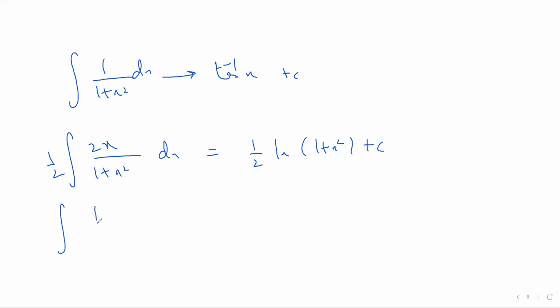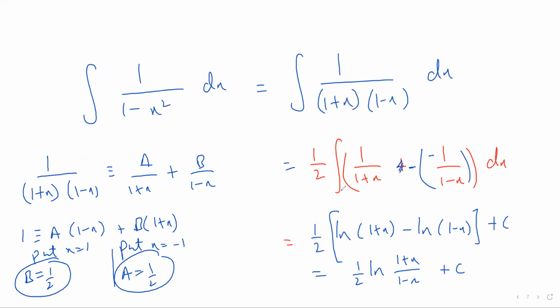And if you have 1 over 1 minus x squared kind of a thing, you will be writing the partial fractions, and then you will have to do all this process over here, okay?